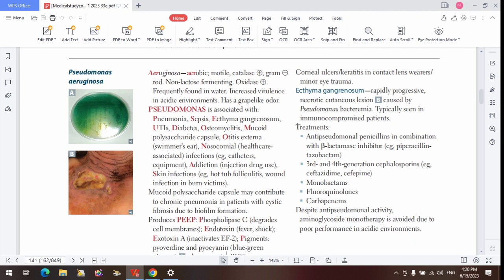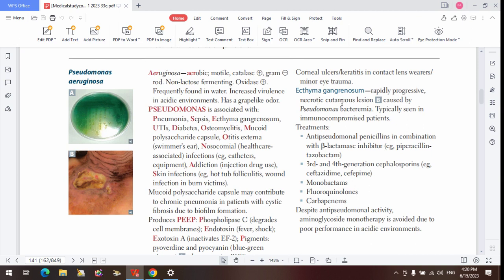We talked about Pseudomonas causing keratitis or corneal ulcers when we were talking about biofilm formation. So people that are wearing contact lens, the contact lens can get contaminated with Pseudomonas, so it will form a biofilm around the lens, infecting the cornea that the lens is attached to, causing keratitis.